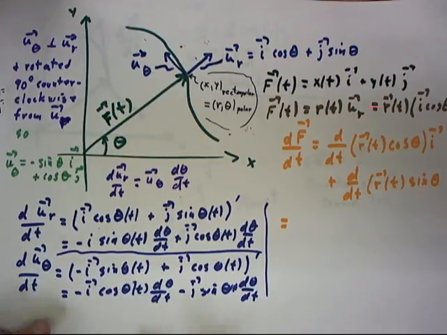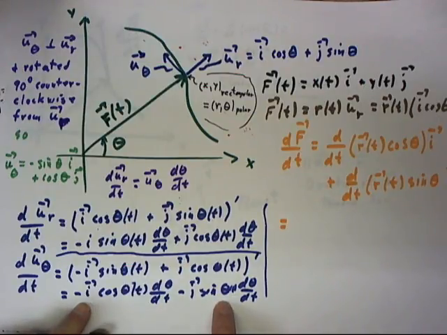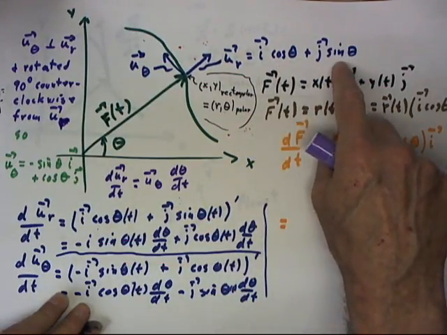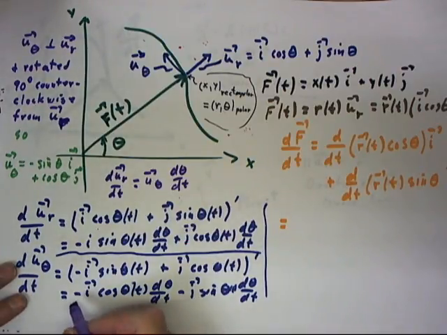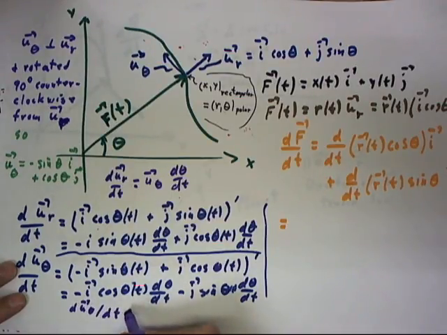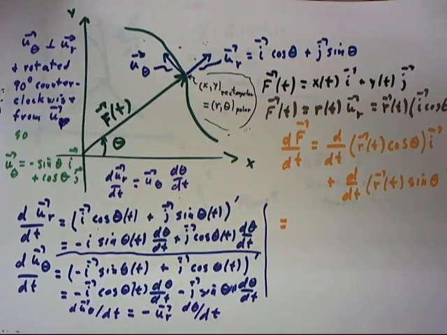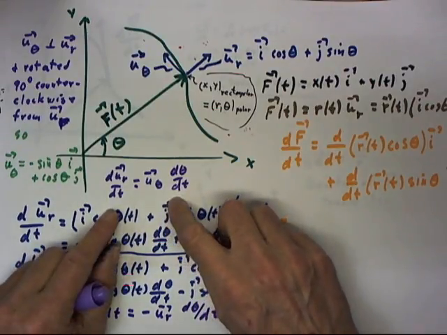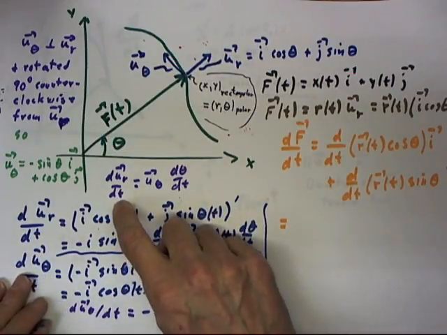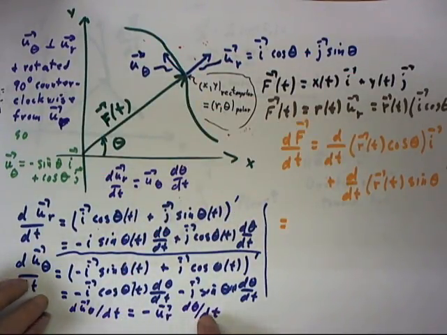And similarly down here, this is negative i cosine theta minus j sine theta, which is just the negative of the i cosine theta plus j sine theta. And we can say that du_theta dt is, as a result, equal to negative u sub r times d theta dt. This tells us how our u_r vector changes with respect to t and how our u_theta vector changes with respect to t.